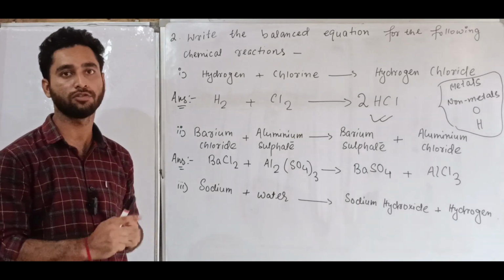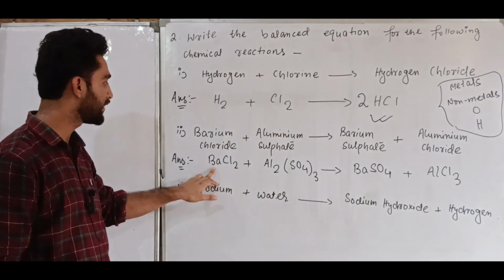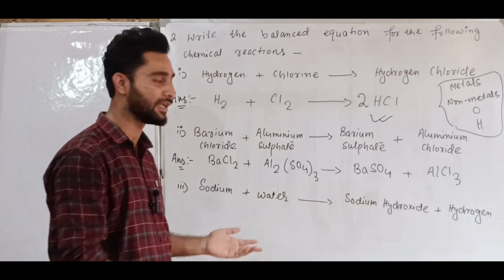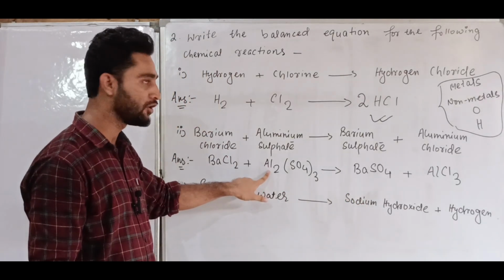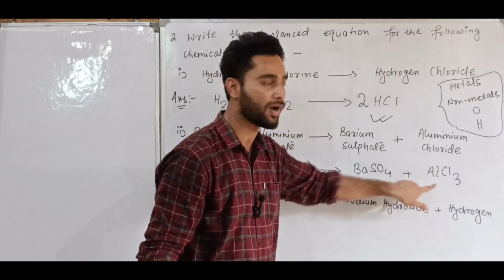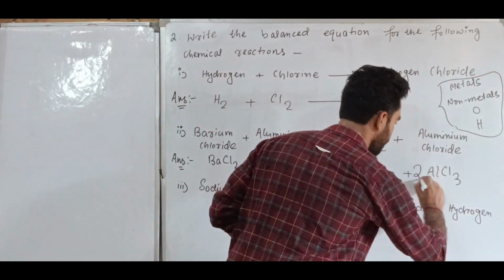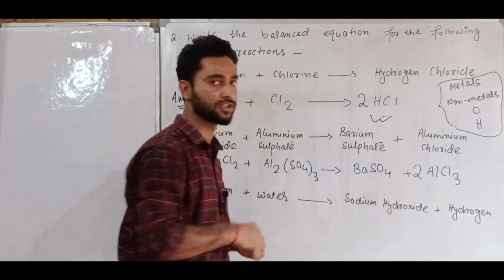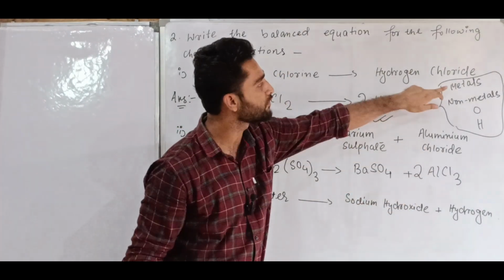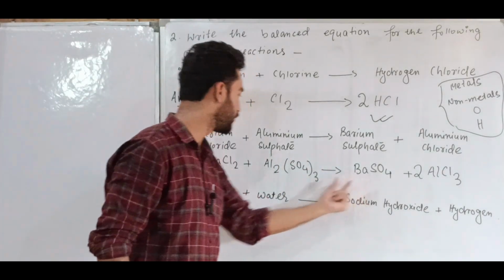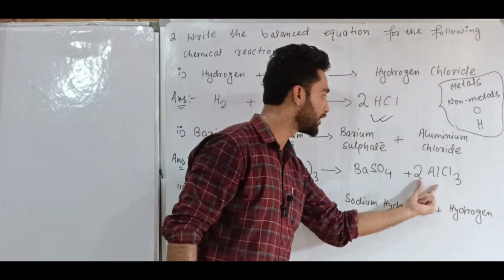So always first try to balance the metals. Here left hand side barium is 1, right hand side barium also 1. That means barium is balanced. Now aluminum, also a metal. This side aluminum 2, this side aluminum is how many? 1. So put 2 here. Now again, whenever we put a number to balance the chemical equation, after putting the number always start from the beginning. Metals, again check. Barium 1, barium 1. Aluminum 2, aluminum 2.